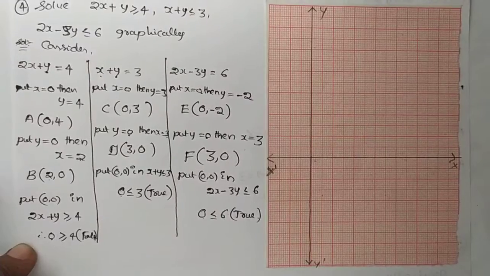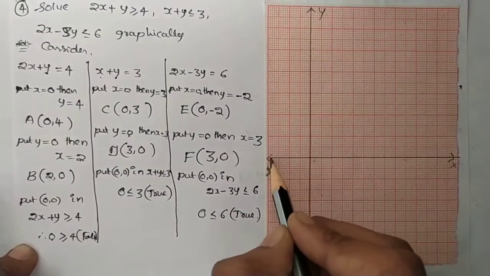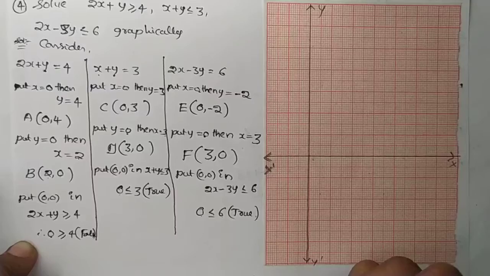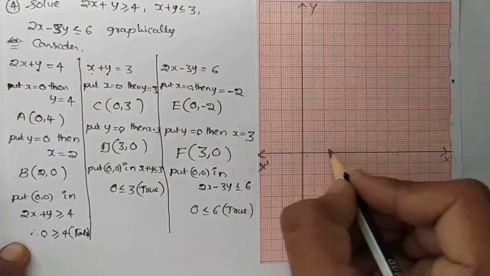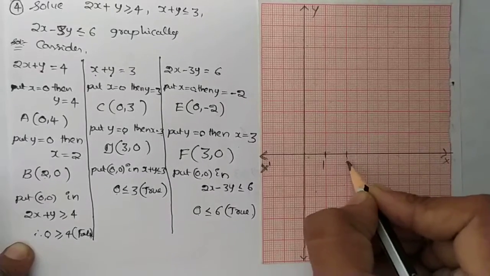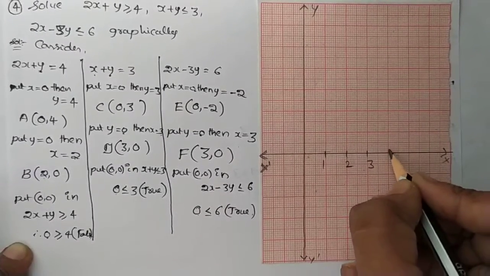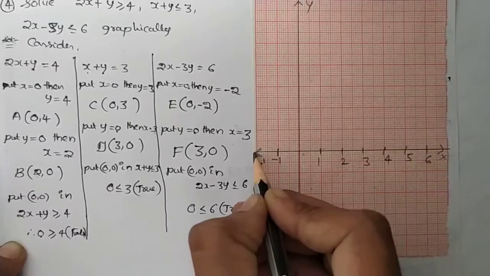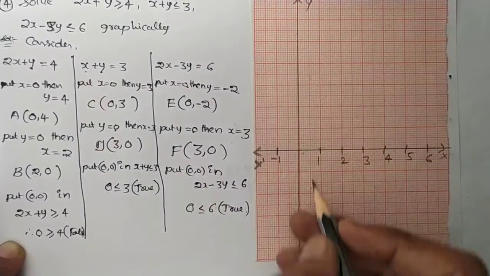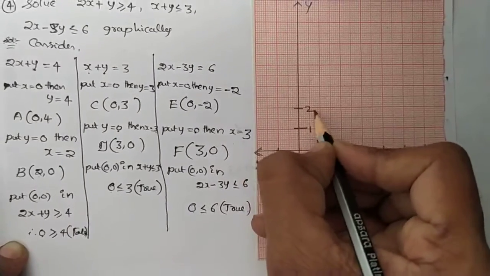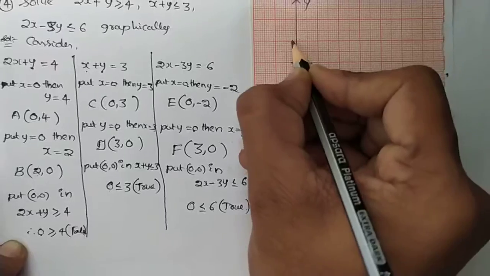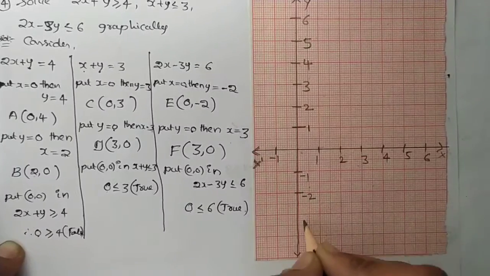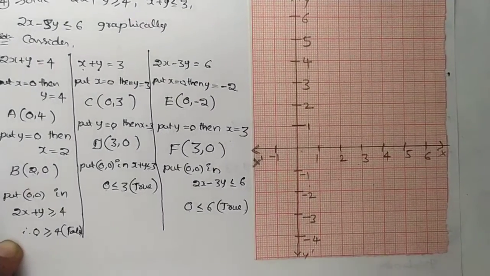I think you are maintaining a graph book. Kindly draw the graph very clear and neat. Presentation should be very clear. Take the values on x-axis 1, 2, 3, 4, 5, 6. Take the values on negative x-axis: -1, -2, -3, -4. We can take like that. Take the values on y-axis 1, 2, 3, 4, 5, 6, 7, 8, 9, 10 and so on. Take the values on negative y-axis -1, -2, -3, -4, -5, -6 and so on.